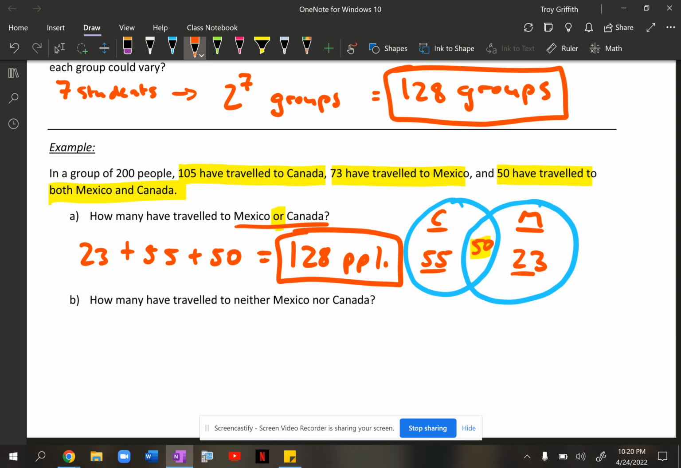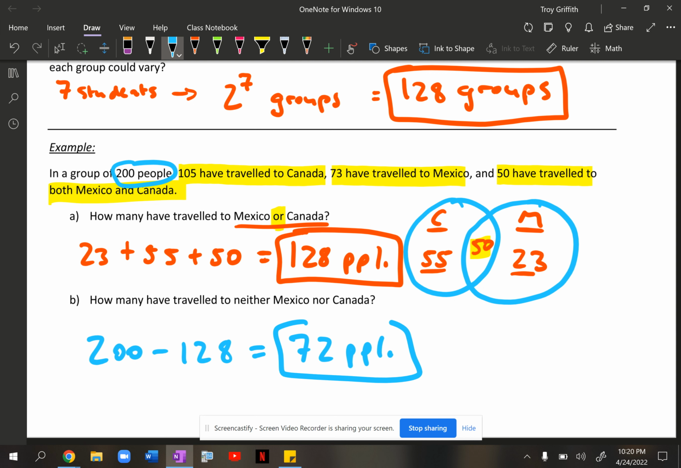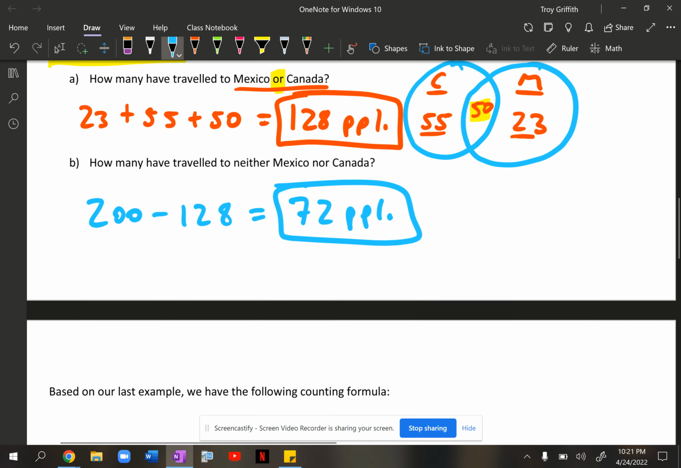All right, now if we go to letter B, how many have traveled to neither Mexico nor Canada? Well, just got to go back and look at the beginning of the problem here. There's 200 people in the group. We just figured out 128 people have been to at least one of these countries. So if I subtract off that 128, that means there's got to be 72 people that have not been to either one. Okay. So once we get this picture of this Venn diagram, we can answer these questions.